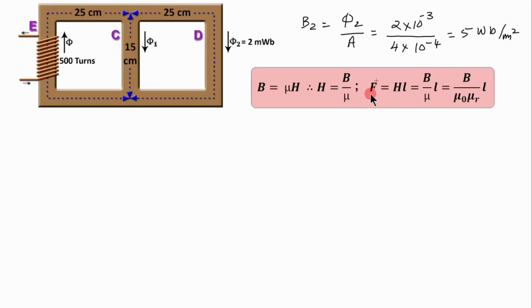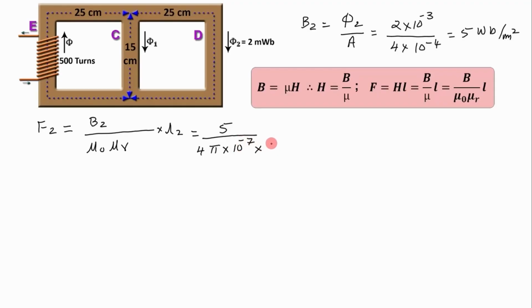We know that ampere turns required, MMF F, is equal to B by mu 0 mu r into L, that is F2 is equal to B2 divided by mu 0 mu r into L2, that is 5 Weber per meter square divided by mu 0, 4 pi into 10 raised to minus 7, into mu r given as 600, into length of path 25 centimeter or 0.25 meter. This gives 1658.